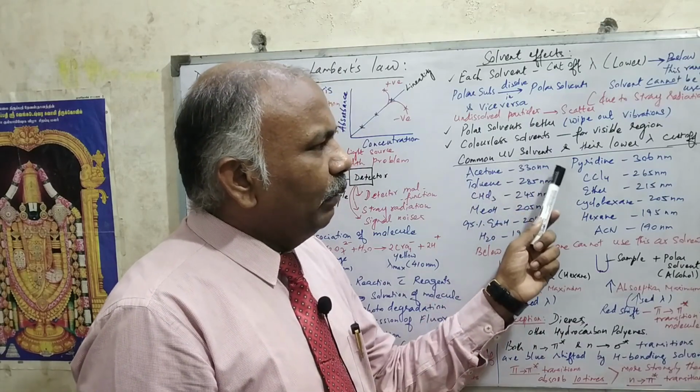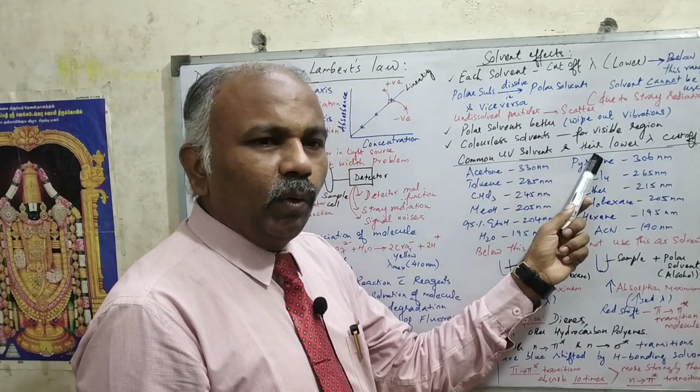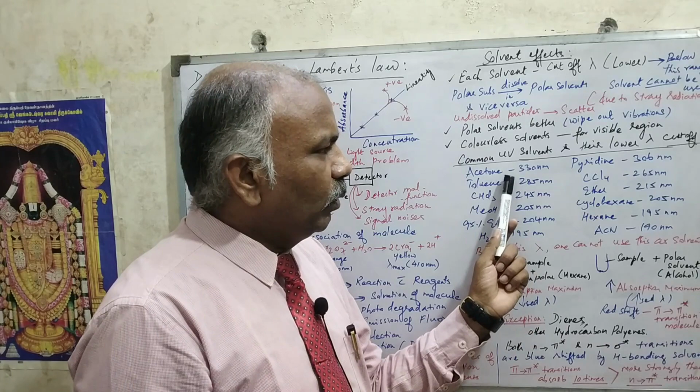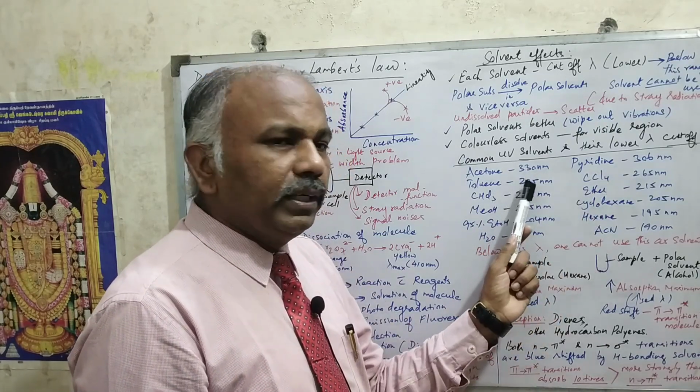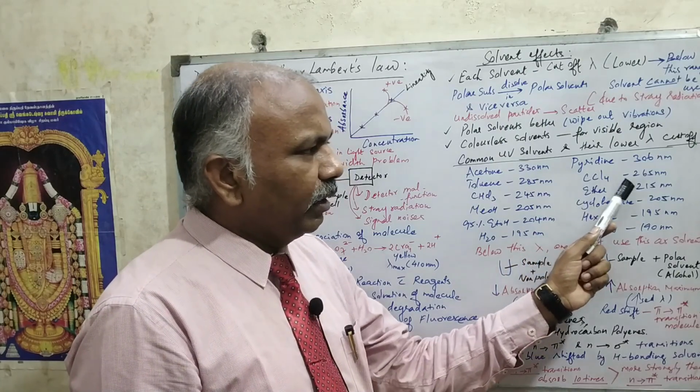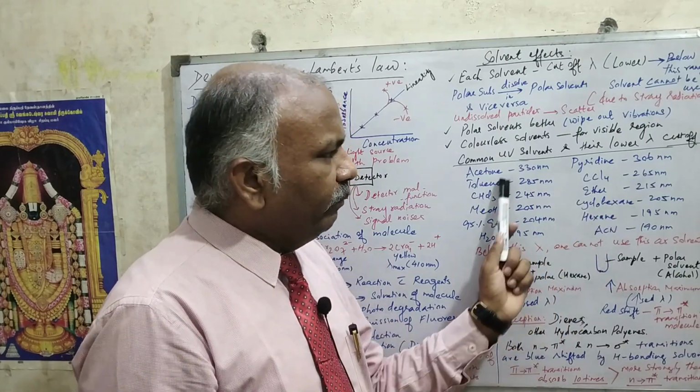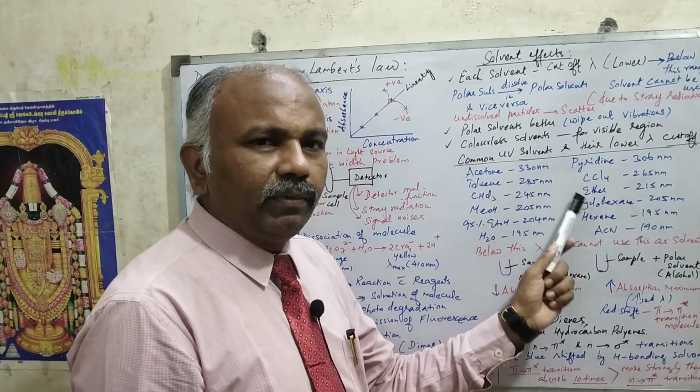These are examples of common UV solvents with their lower cutoff wavelength regions. Acetone has 331 nanometer, pyridine 306 nanometer, toluene 285 nanometer, carbon tetrachloride 265 nanometer. So every solvent has a lower cutoff wavelength region.